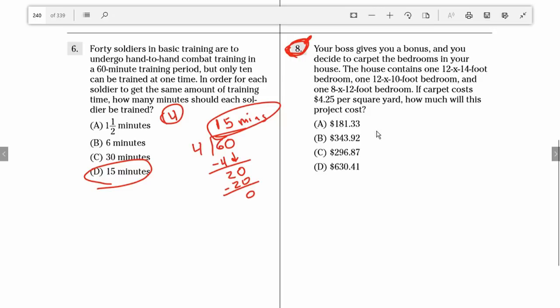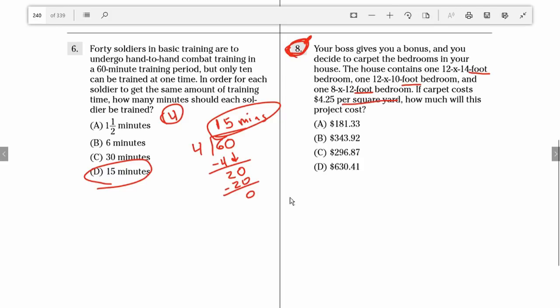So number 8, your boss gives you a bonus and you decide to carpet the bedrooms in your house. The house contains one 12 by 14 foot bedroom, one 12 by 10 foot bedroom, and one 8 by 12 foot bedroom. If carpet costs $4.25 per square yard, how much will this project cost? So we can see we're given the areas of the rooms in terms of feet, but we're given the cost of carpet in terms of yards. That's a conflict. We cannot just simply find the areas and multiply them by this figure. That would not work. It'd be inaccurate.